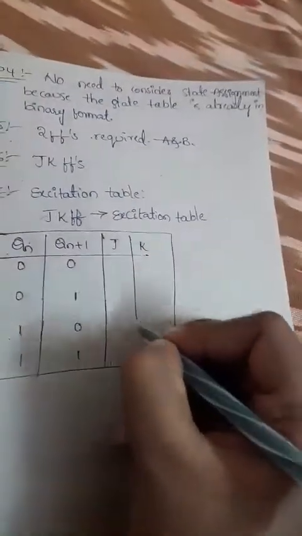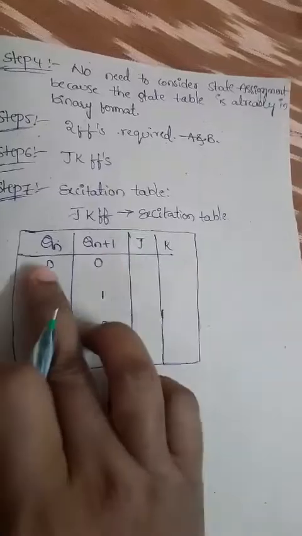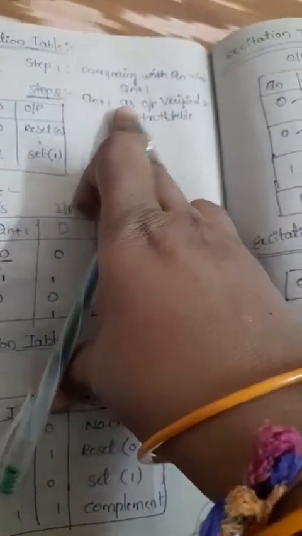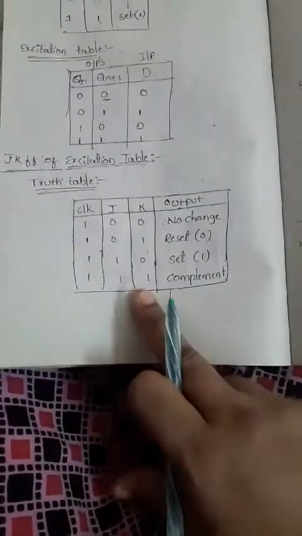Okay, here directly I will write the JK excitation table. So that means comparing one, I will show that excitation table also. Okay, so this is the excitation table concept. Here the step 1 is comparing Qn and Qn plus 1, and step 2 is Qn plus 1 as our output verified in the truth table. I already explained this concept, go and check out that video.